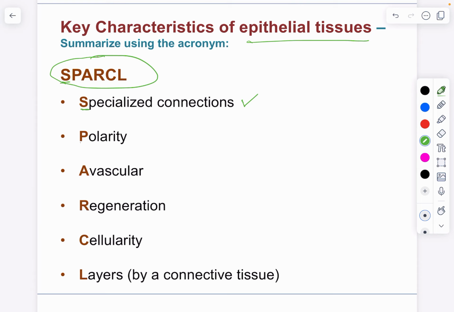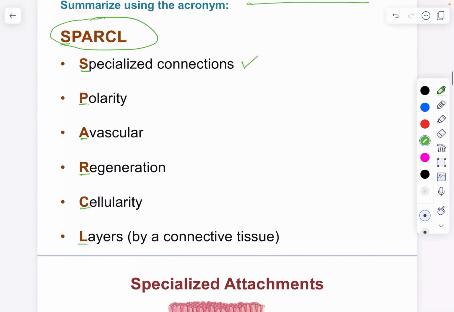I'll go on to show you the P stands for polarity, the A stands for avascular. Remember, when there is an A in front of the word, it means without. So epithelial tissue is without vascularity, meaning there are no blood vessels present. Epithelial tissue has the ability to regenerate. Again, I'm going to go over all of these, but R in SPARKLE is regeneration. C is for cellularity, and L is for layers. So I'd like to touch on each of these again. Some of them you've heard, and some of them I haven't talked about yet.